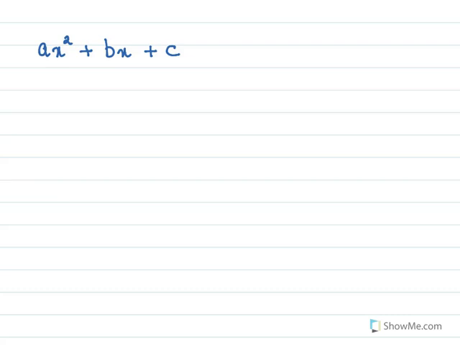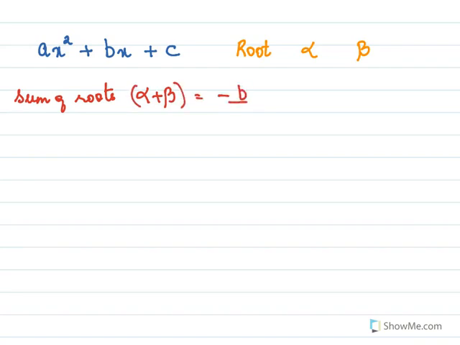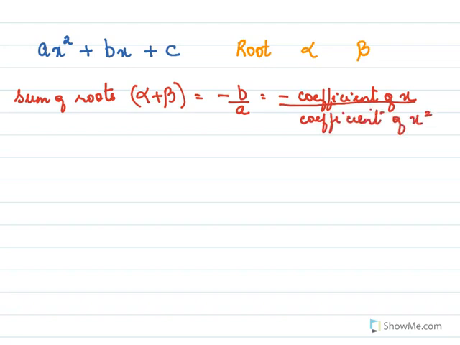Here is a quadratic expression ax square plus bx plus c, and the zeros of this expression are alpha and beta. Now we have learned that the sum of roots, which we write as alpha plus beta, is equal to minus b by a. Minus b by a means minus coefficient of x over coefficient of x square, that is a.